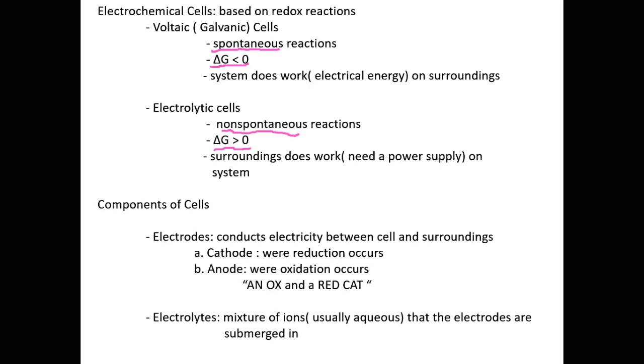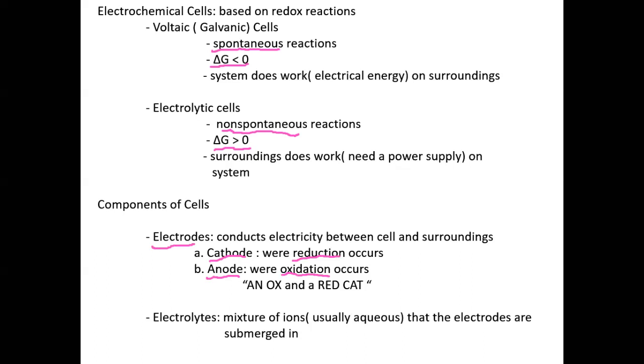And there are some main components that we have in these cells. We always have an electrode, which helps move electrons from one side of the electrochemical cell to the other. These two electrodes are called the cathode and anode. The cathode is where reduction occurs. That means something gains electrons. The anode is where oxidation occurs. It means something loses electrons.